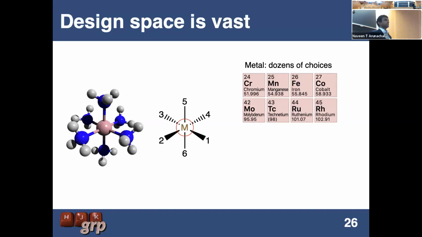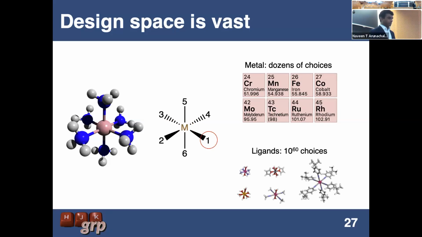So to start with this section, I want to reiterate that design space is vast. Here on the left, I show an example of a transition metal complex and the scaffold that's a cartoon version of this transition metal complex. And on the right, I show some of the choices that we can have for the metal. And it's a finite number, we can count it on our hands. But next, when it comes to the ligands, again, we have about 10 to the 60 choices. There's a huge diversity of ligands that we can choose to compose these transition metal complexes.